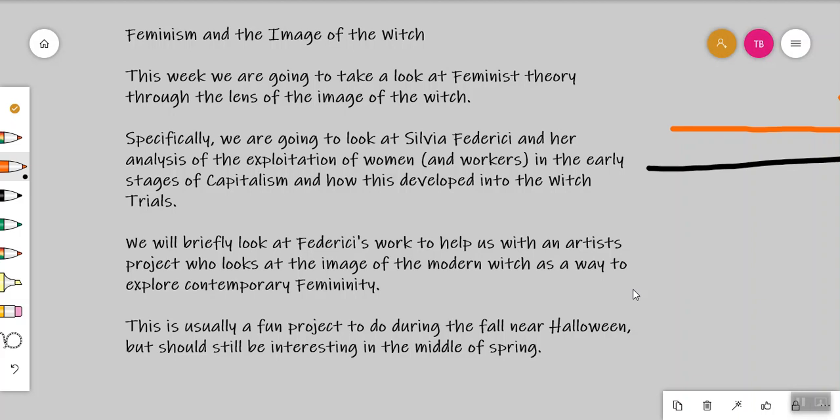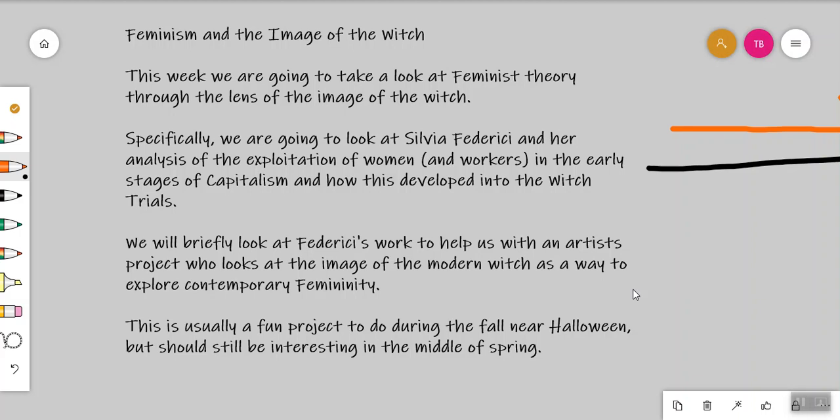So this is going to be a quicker lecture because I want to get to a project that we're going to do. Generally, this is a fun project to do during the fall and the Halloween season because we're going to be taking a look at the image of the witch. But I think it should still be fun in the spring.